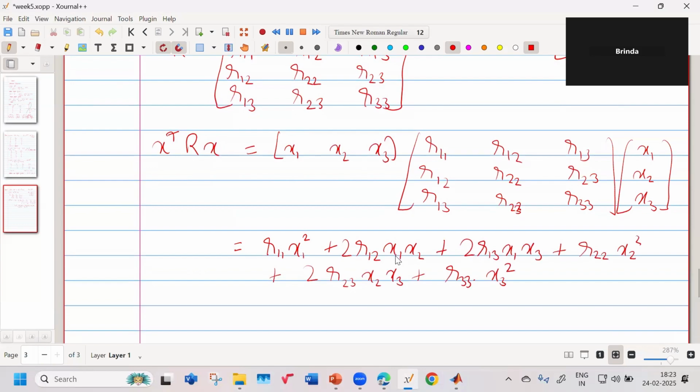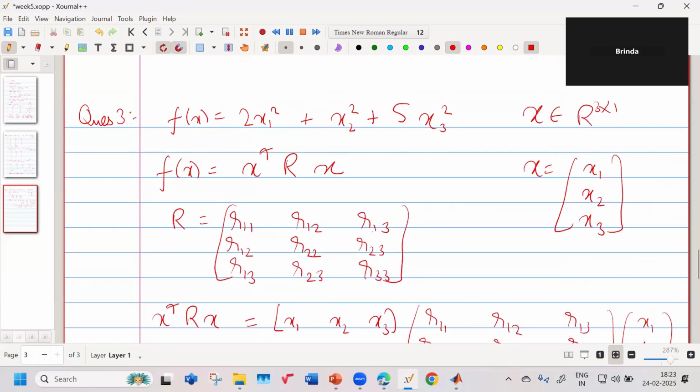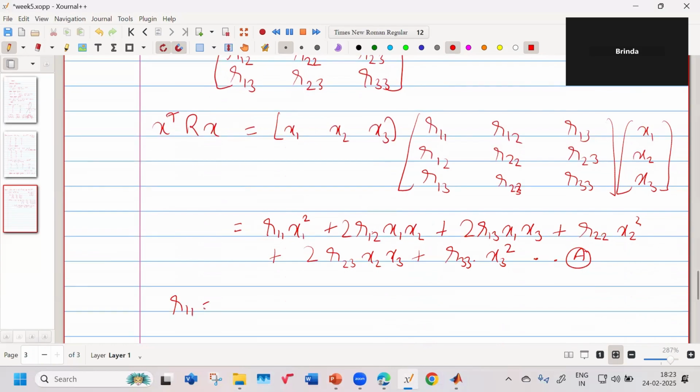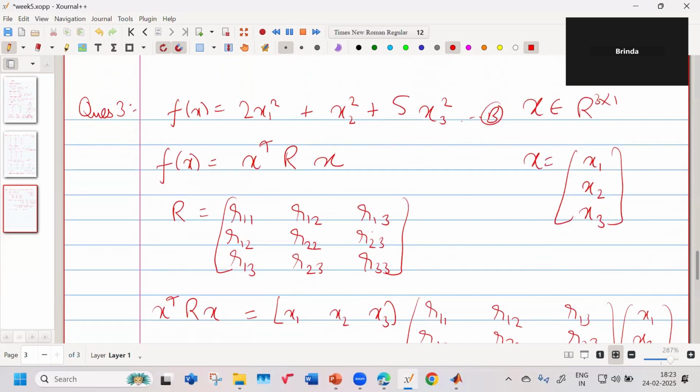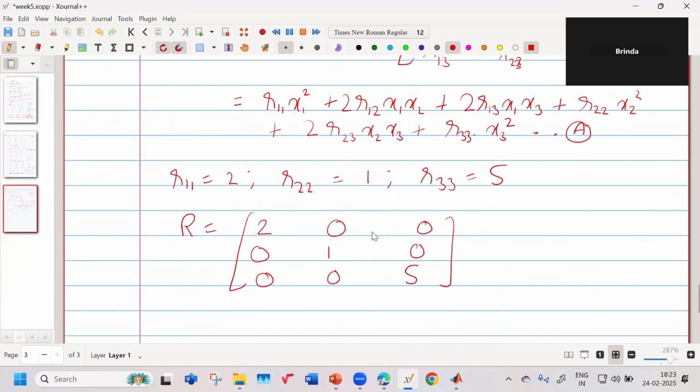Okay, so now we will compare this with this. What we will get is R11 is equal to 2, R22 is equal to 1, and R33 is equal to 5. Okay, so this is what we got. And then our R matrix in this case is 2, 0, 0, 0, 1, 0, 0, 0, 5. Okay, this is the R matrix which we get.